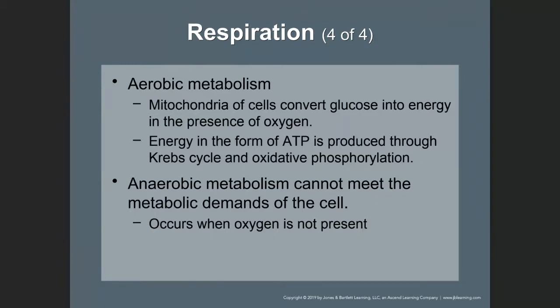Once there is glucose and enough oxygen present in the cells, the energy production will be adequate to carry out metabolism. And that type of metabolism is referred to as aerobic metabolism. So the mitochondria of the cells convert glucose into energy in the presence of oxygen. The energy that is formed is ATP and is produced through Krebs cycle and oxidative phosphorylation.